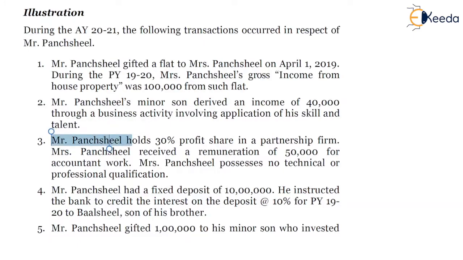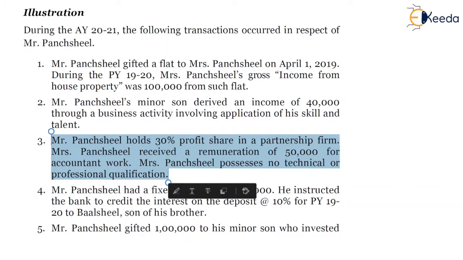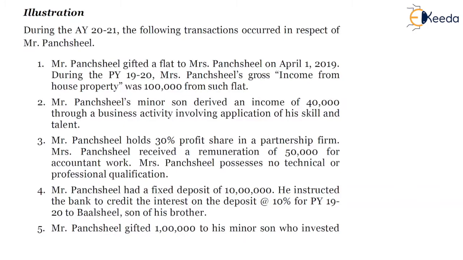Now third point, Mr. Panchsheel holds 30% profit share in a partnership firm. Mrs. Panchsheel received a remuneration of 50,000 for accountant work and she possesses no technical or professional qualification. So friends, section 64(1) clause (ii) will be applicable, wherein remuneration received as an accountant will be taxable in the hands of Mr. Panchsheel, as he has substantial interest in the concern which is paying remuneration to Mrs. Panchsheel, where she doesn't possess any sort of qualification. Correct? So it will be clubbed in the hands of Mr. Panchsheel.